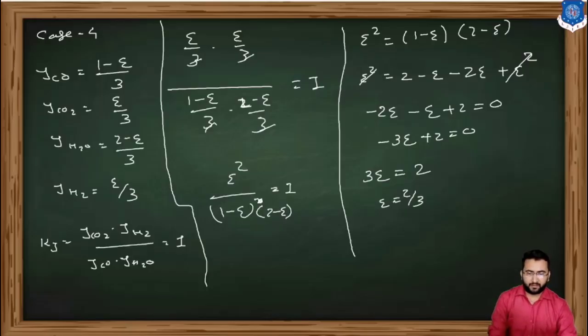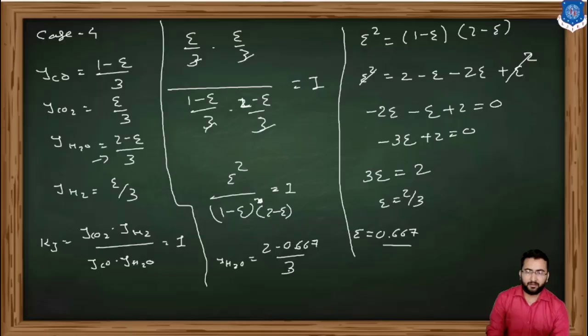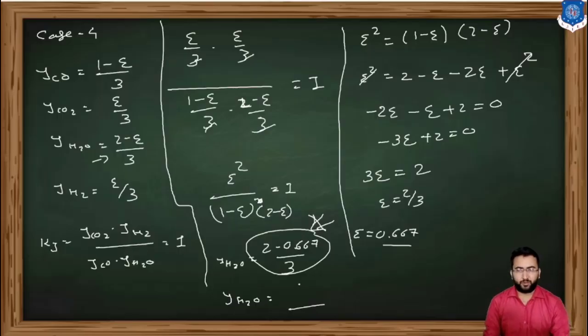Again, if we calculate this term, we will get epsilon is equal to 0.667. So we just have to put the value 0.667 in this term. We will get the value of y of H2O is equal to 2 minus 0.667 divided by 3. You have to do this calculation on your own and you will get the answer of y of H2O. So this is for case 4.